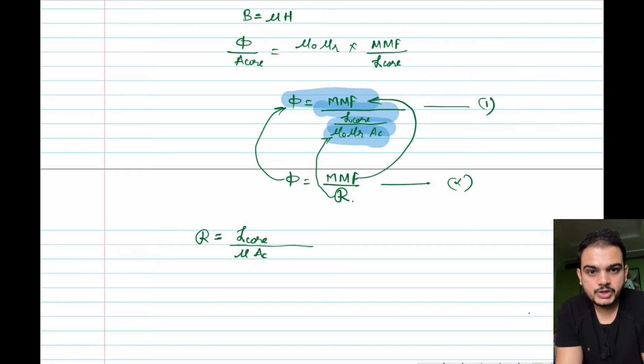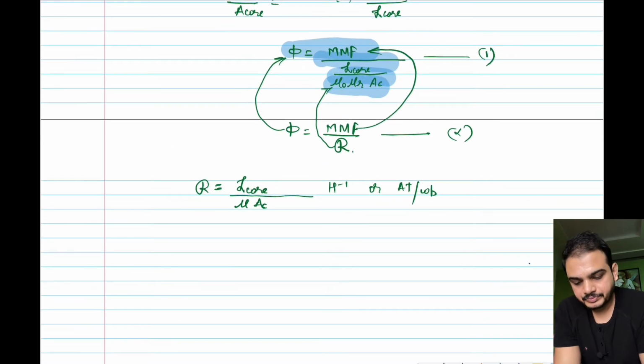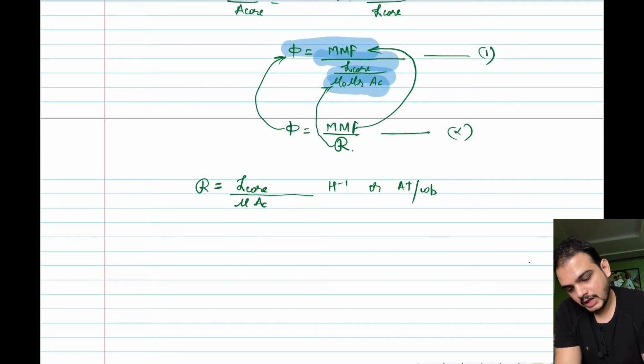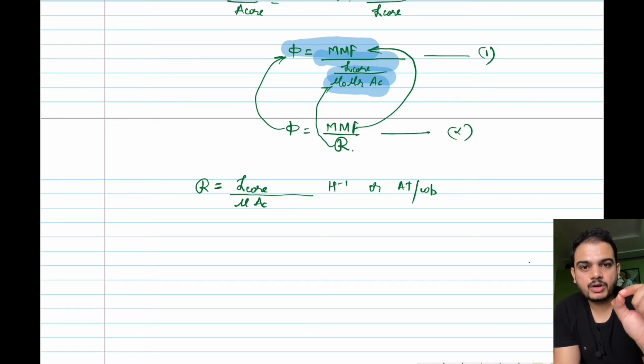Don't get confused between reluctance and resistance. Resistance is rho L by A, where rho is the resistivity of the conductor. And this reluctance is length of core upon mu into area of core. Its unit is Henry inverse or ampere turns per Weber. Okay, remember the units.